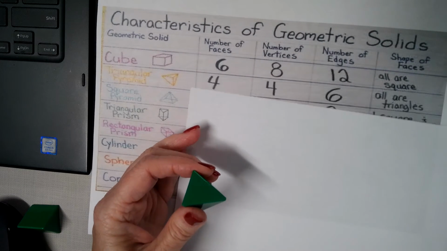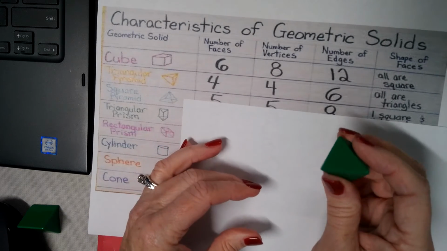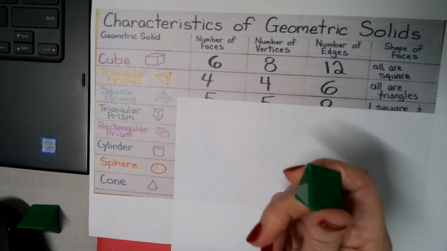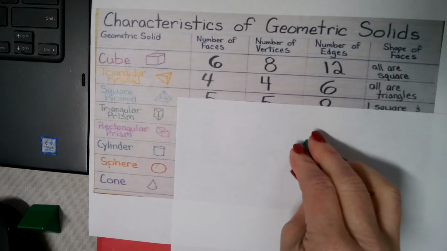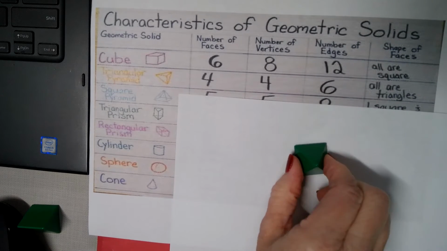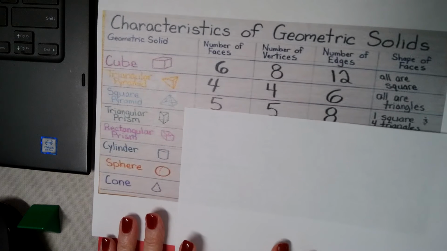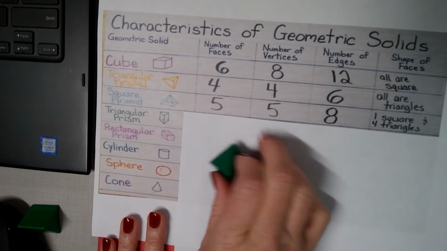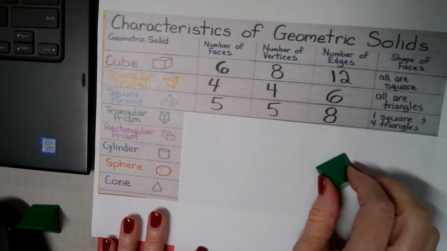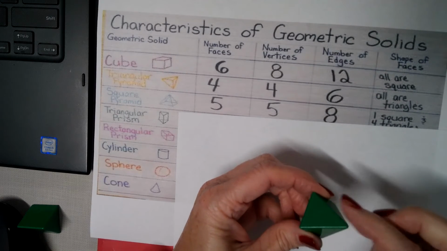And then my faces, the triangular pyramid is all triangles, but I didn't have a triangular pyramid, so this is actually called a square pyramid because its base is a square. But a triangular pyramid would have a triangle base. So here's my square pyramid. 5 faces, 5 vertices, 8 edges, 1 square, and then I have my 4 triangles.